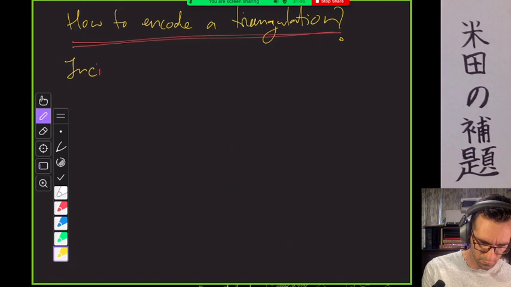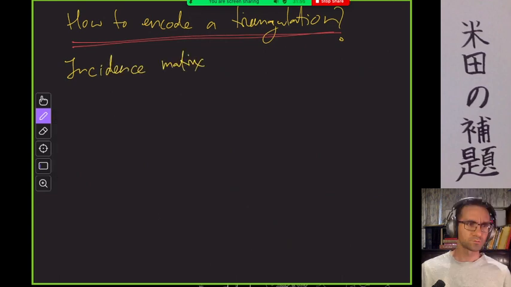So one way to do this, say we have an incidence matrix. You have a set consisting of all the vertices and edges and faces, and so there's k things.